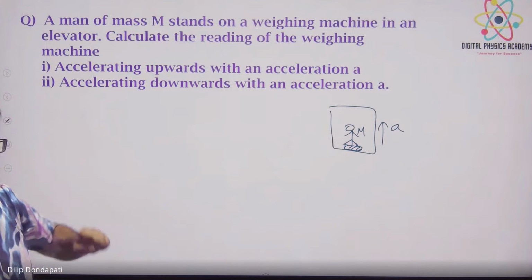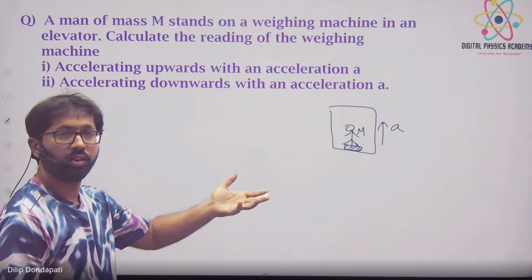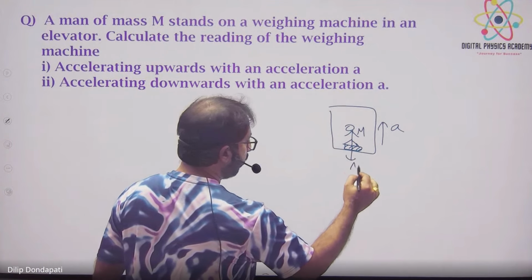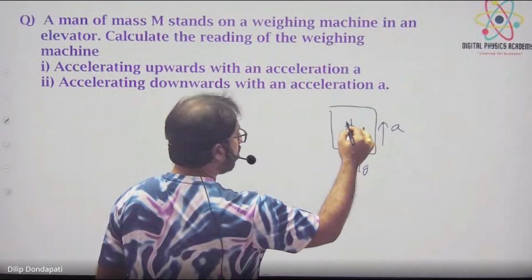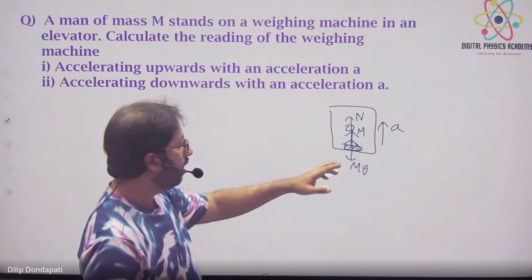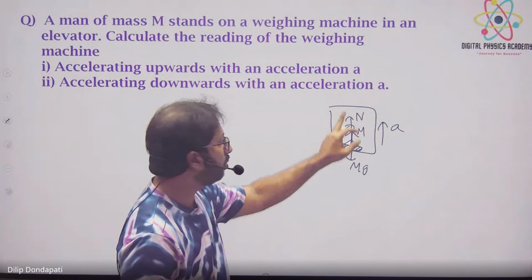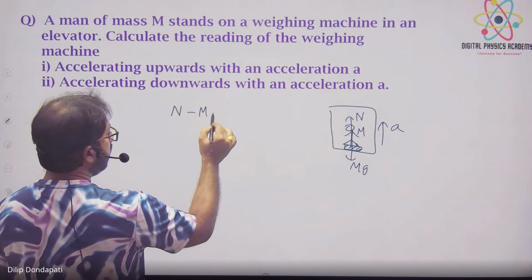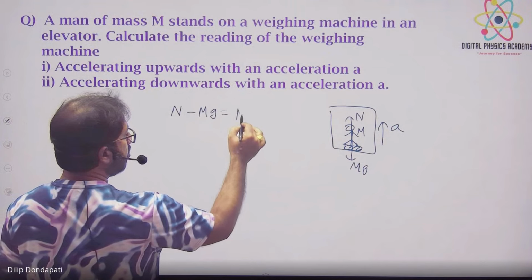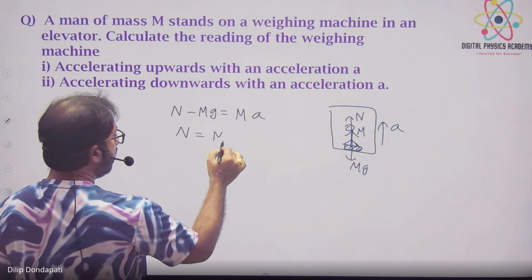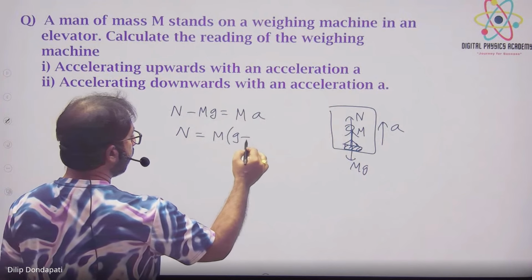We know Newton's second law applies whenever the object is accelerating. What forces act on it? Downwards is mg and upwards is the normal action. Now apply net force equal to ma, taking the direction of acceleration as positive. So net force: N minus mg is equal to ma. Therefore the normal reaction is equal to m times (g plus a).